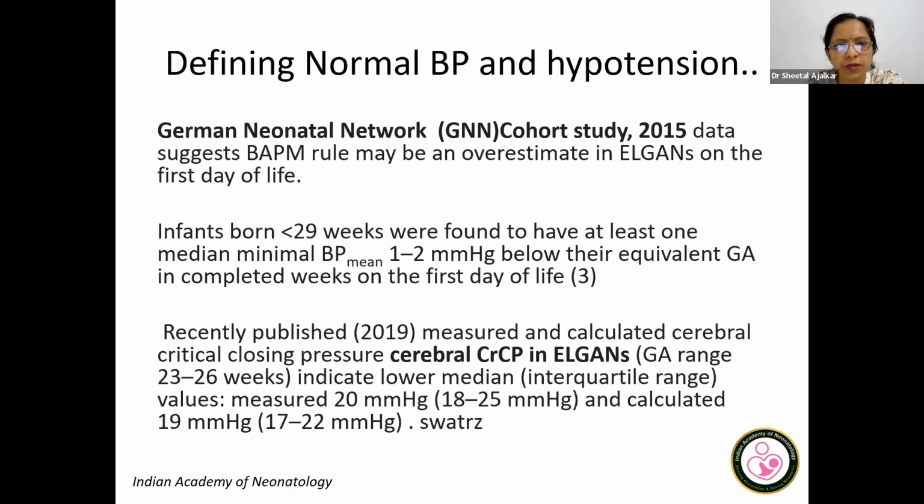So what is a normal definition of BP? The German Neonatal Network cohort study in 2015 suggested that the BAPM rule, where the mean BP equals the gestational age, can be an overestimate in extremely low birth weight and gestational age neonates on the first day of life. Infants born at less than 29 weeks were found to have at least one median minimal BP 1 to 2 mmHg below the equivalent gestational age in completed weeks. So in the ELBWs, the mean BP was found to be lower than the gestational age by 1 to 2 mmHg.